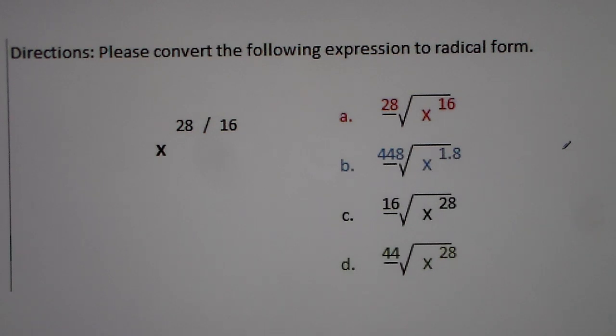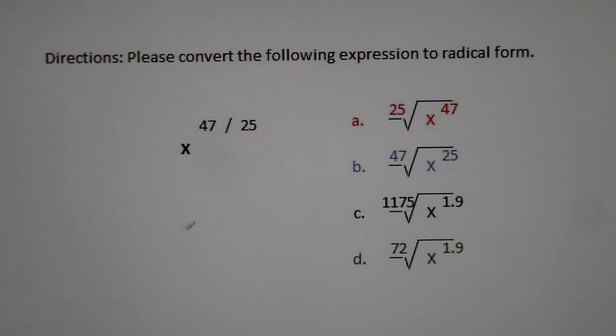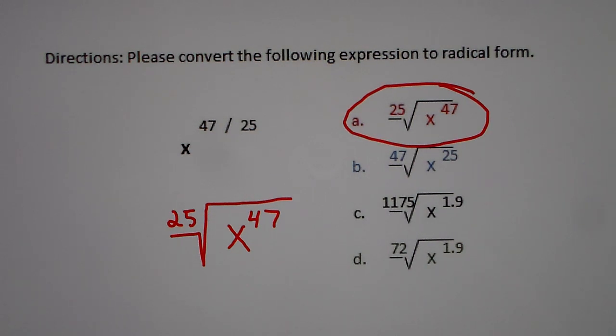Looking at this one, please convert the following expression to radical form. So the denominator, there's a 16 in the denominator. And 28 is the numerator, so it's x to the 28 on the inside. So our answer is C. 25 is in our denominator, that's why I put it on the bench. And x to the 47th goes on the inside. So the answer in this one is A. Alright, hopefully that was enough examples of that style.